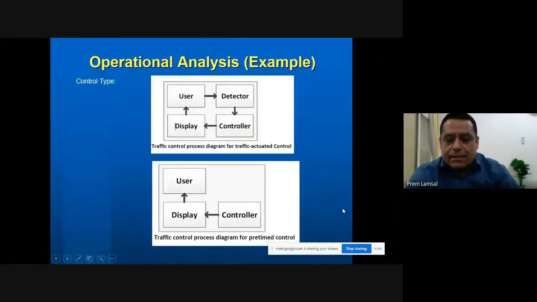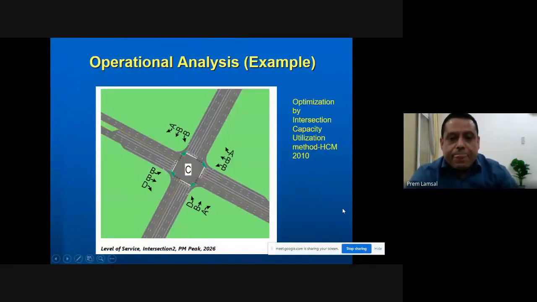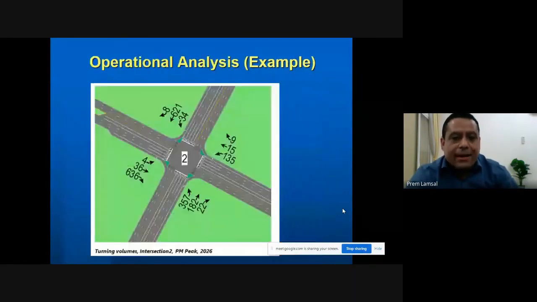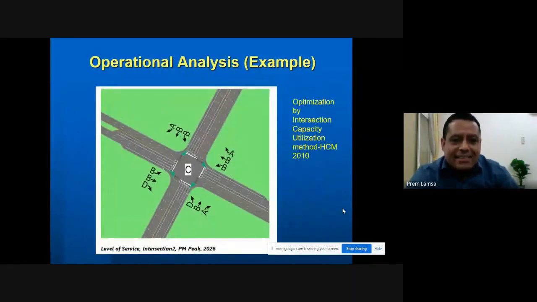So I'll go to the next slide here. This is all about intersection capacity analysis. Based on the recommendation of operation analysis, if it is an existing intersection, we modify the geometrical elements of the intersection to achieve that capacity based on this recommendation.